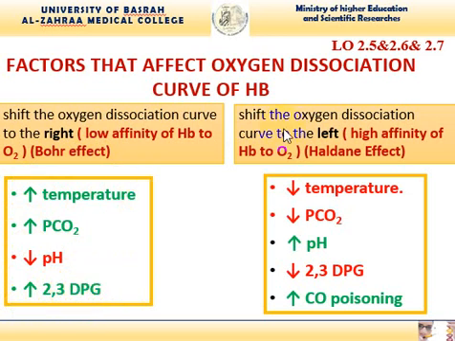While if the curve of the oxygen dissociation curve shifts to the left, this means that the hemoglobin has a high affinity to oxygen, and this effect we call or is known as the Haldane effect. This effect is a response to low temperature, low partial pressure of carbon dioxide, high pH, and low level of 2,3-diphosphoglycerate, and in case of carbon monoxide poisoning.